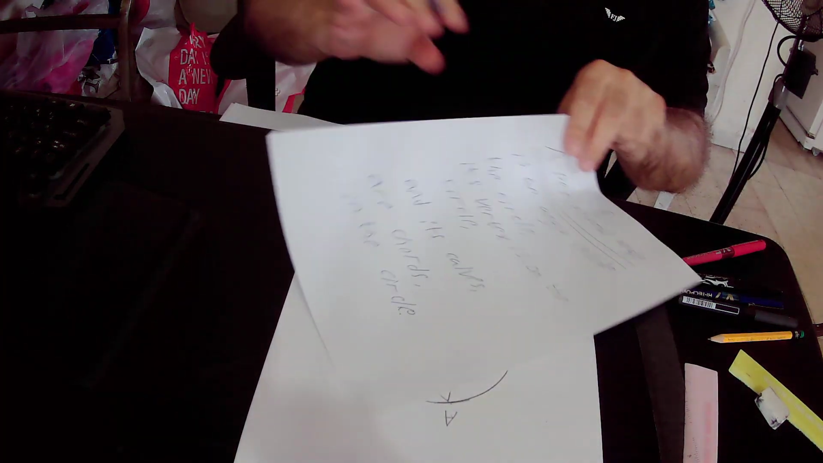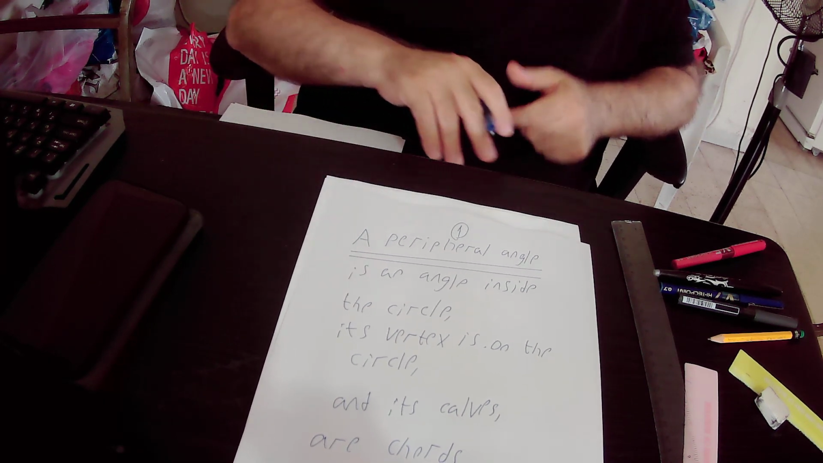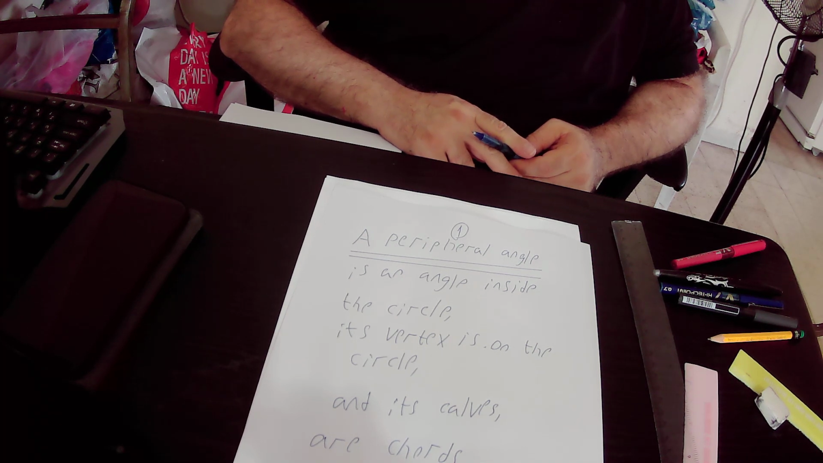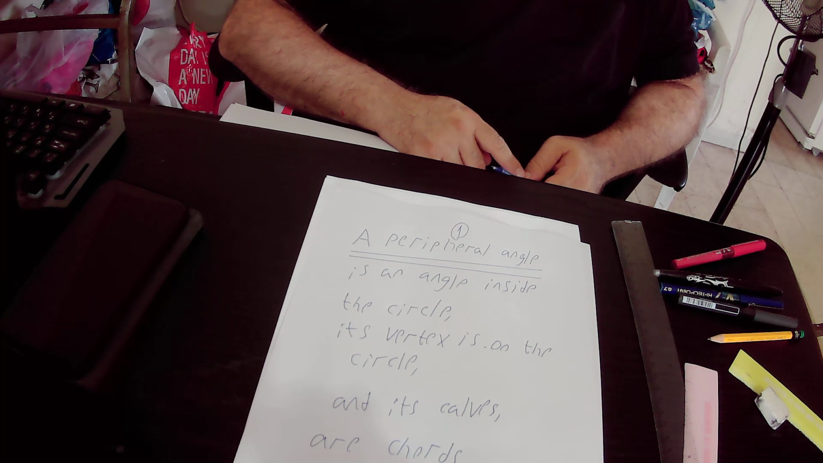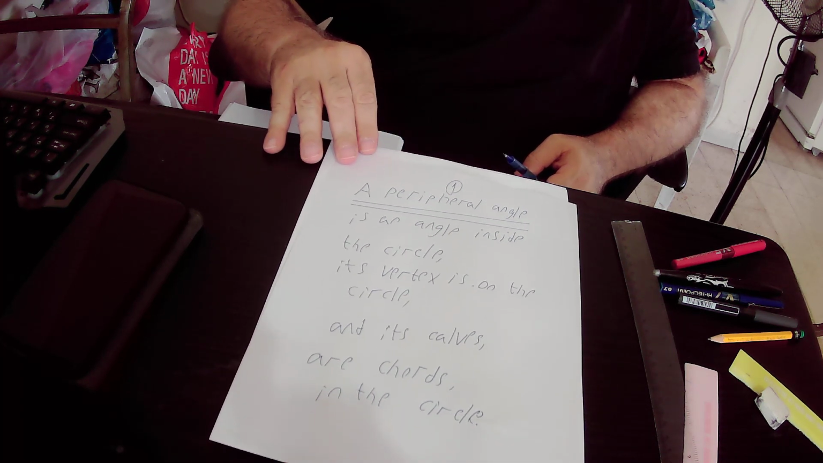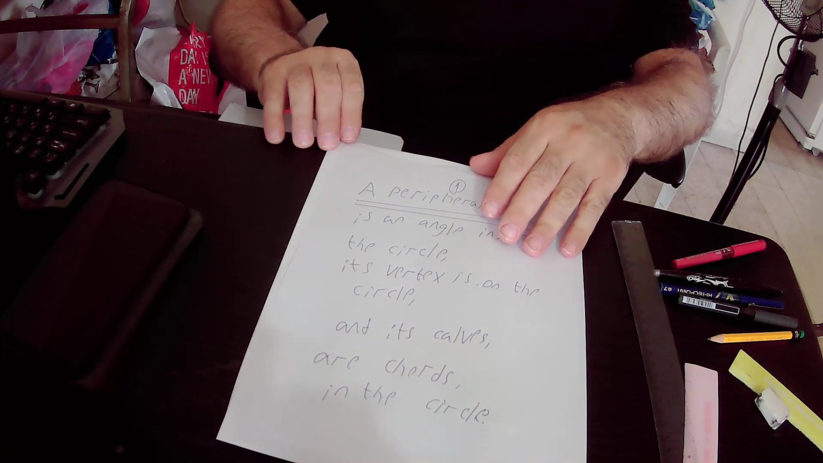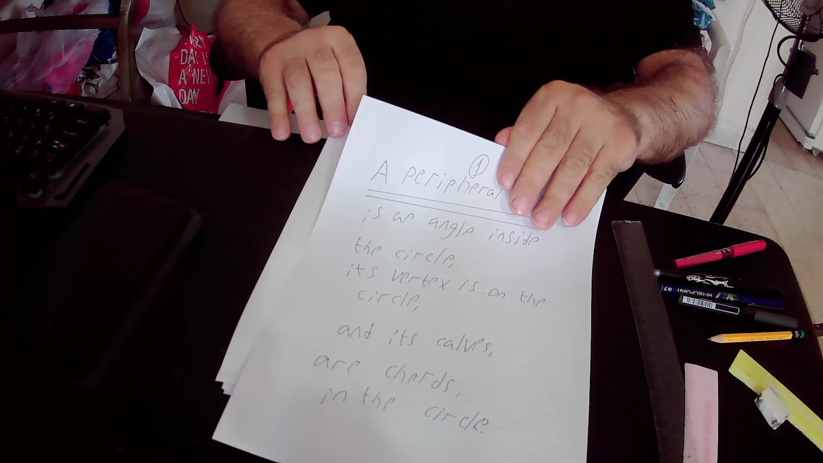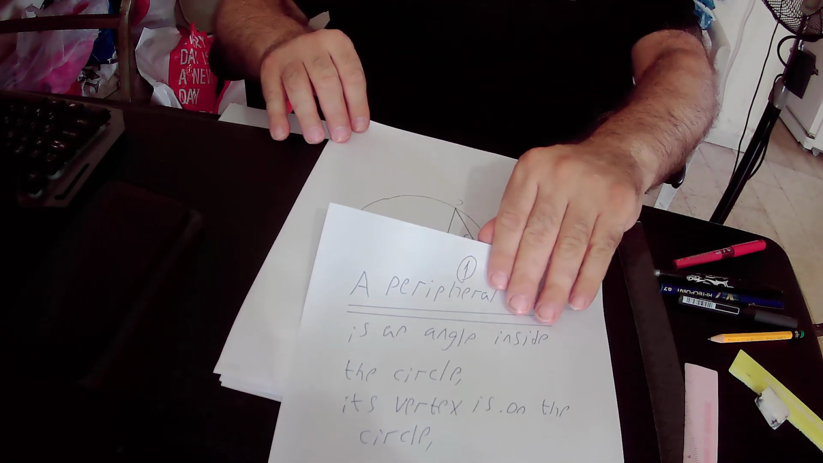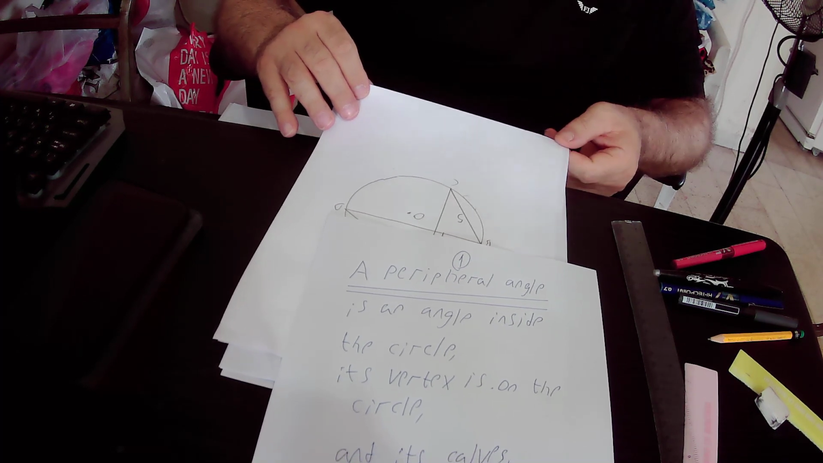So I will read again the definition of a peripheral angle. A peripheral angle is an angle inside the circle. Its vertex is on the circle and its curves are chords in the circle. I will give you an example of a peripheral angle in order to clarify the issue.